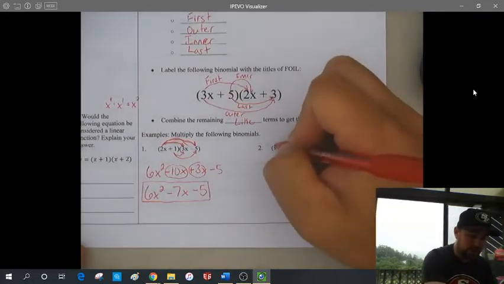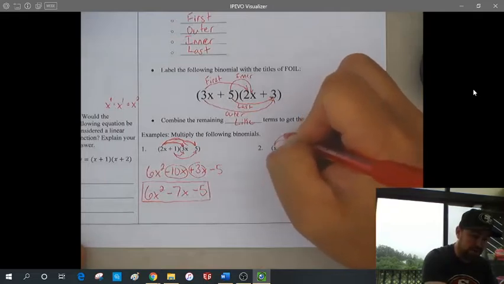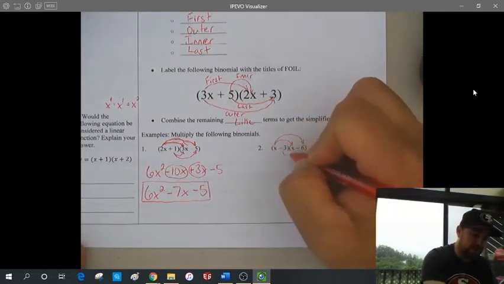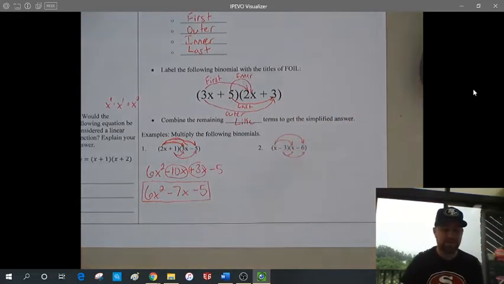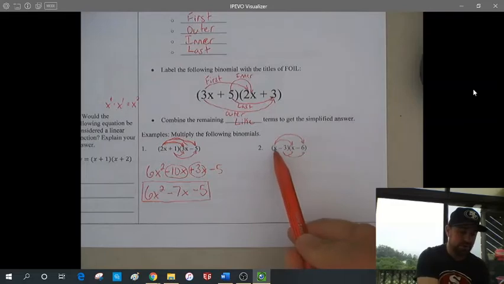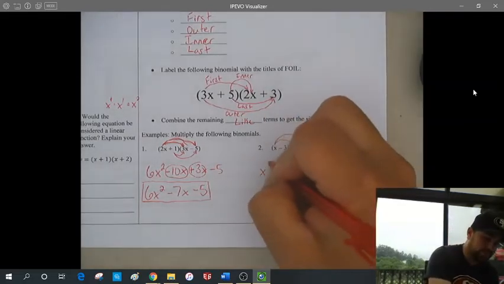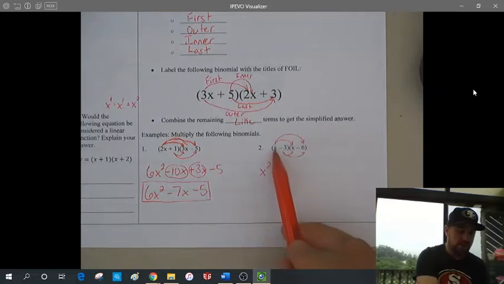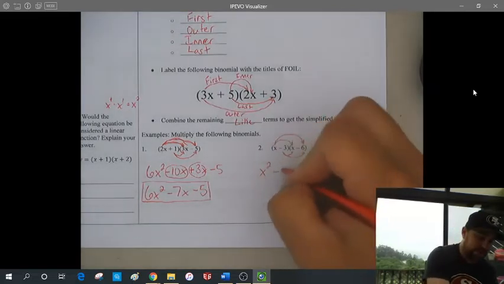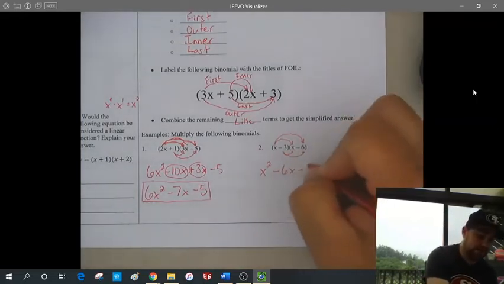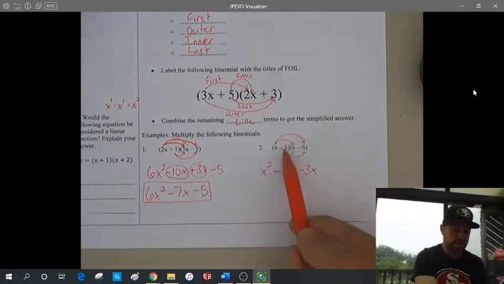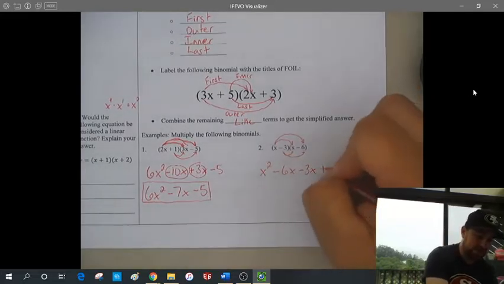Okay, practice that again over here with number 2. So again, the x term in the front, going to draw an arrow from that to the first x there, and then to the negative 6, and from the negative 3 to the x, and from the negative 3 to the negative 6. And then I'm going to follow each arrow for my multiplication. FOIL says first, so x times x is x squared. Then outer, x times negative 6 is negative 6x. Inner, negative 3 times x is negative 3x. And last, negative 3 times negative 6 is positive 18.